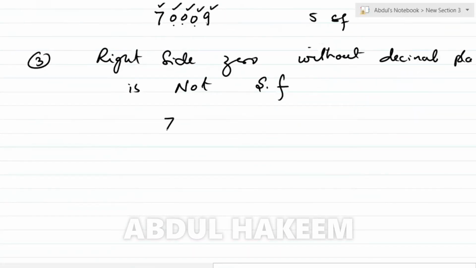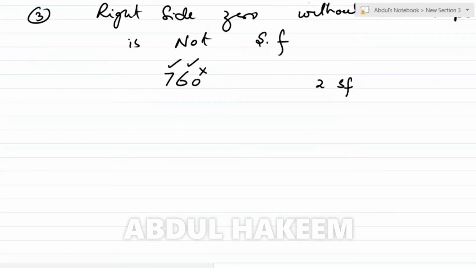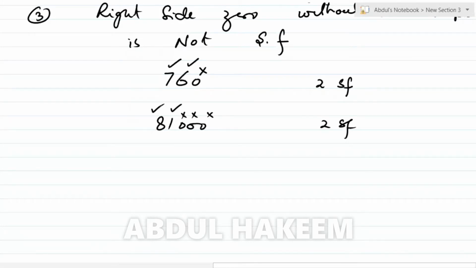For example, 760, significant, significant, not significant, then it is two significant. Yes, it can be written as in three significant figure, but in this condition, it has only two significant figures. Suppose 81000, again two significant figure. So these are not significant, these are significant. Right side zeros without decimal in the figure, not significant figure.